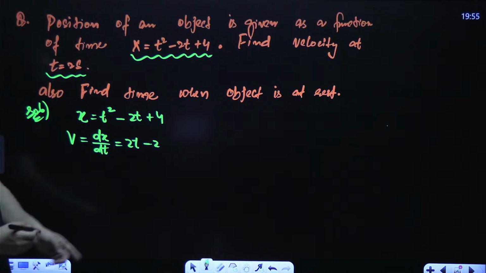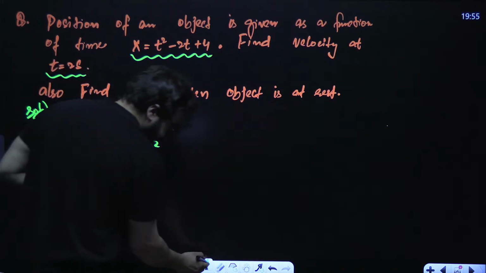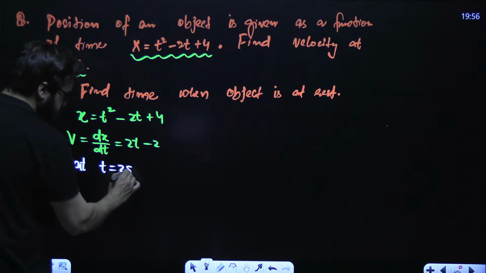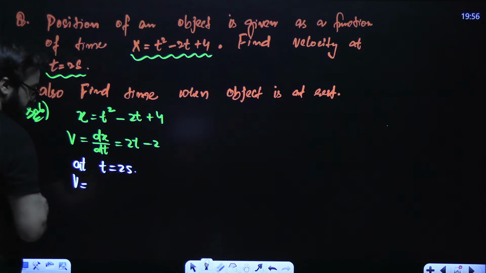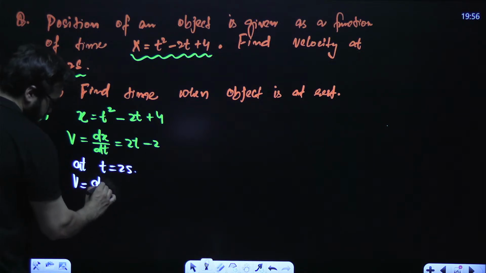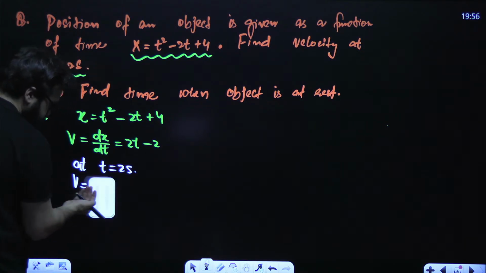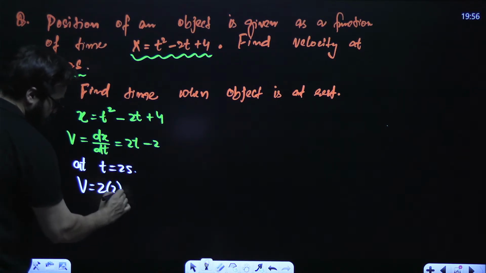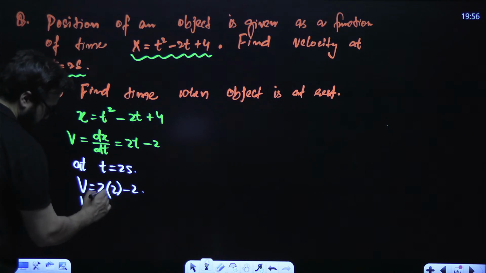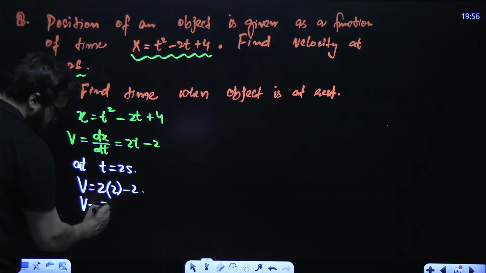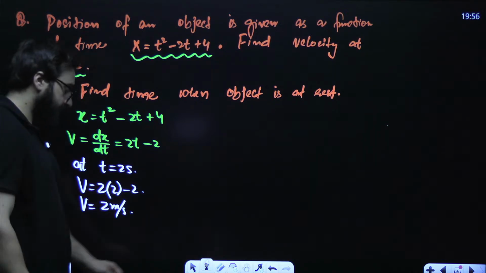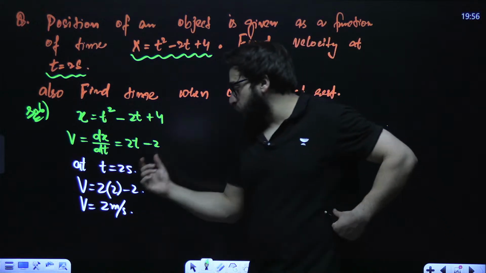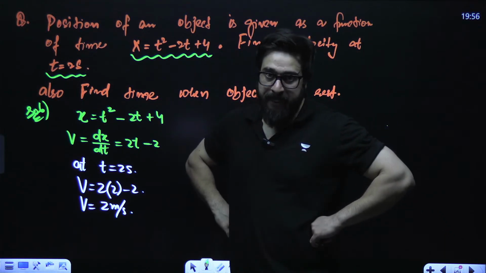Now at t is equal to 2 seconds, I can say velocity will be simply v is equal to 2 into, here we'll put 2 minus 2. So v will come out to be 2 into 2 is 4, 4 minus 2 is 2 meter per second. So at t is equal to 2 seconds, velocity is 2 meter per second. Next.